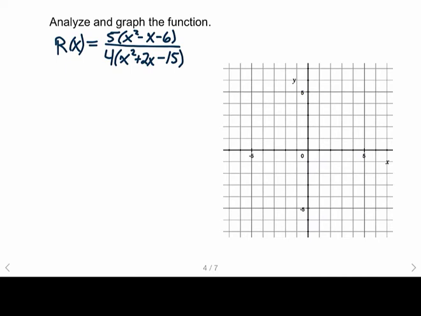Next, we're going to look at the function r of x is equal to 5 times the quantity of x squared minus x minus 6 divided by 4 times the quantity of x squared plus 2x minus 15. Go ahead and pause the video and see what you can do with this.